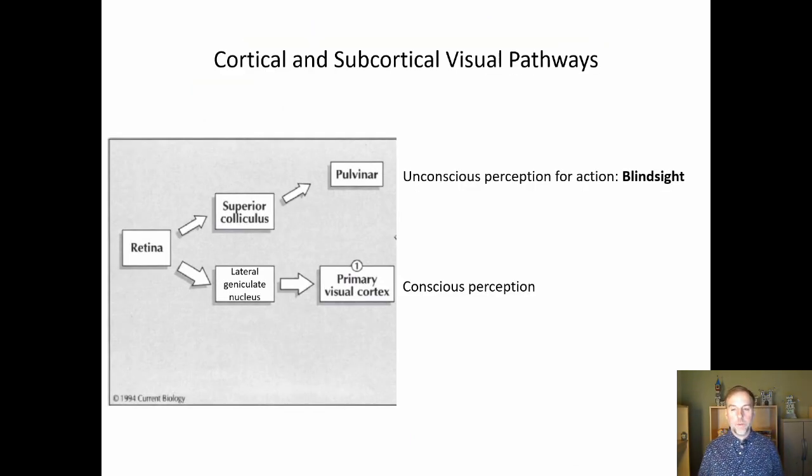So, a simplified diagram here, reviewing the conscious perception from our cortical visual pathway, and then unconscious perception for action via the subcortical pathway. But just like I mentioned in the past figure, processing continues on after the pulvinar nucleus, and there's a ton that happens after the primary visual cortex. That's what we're going to investigate today.